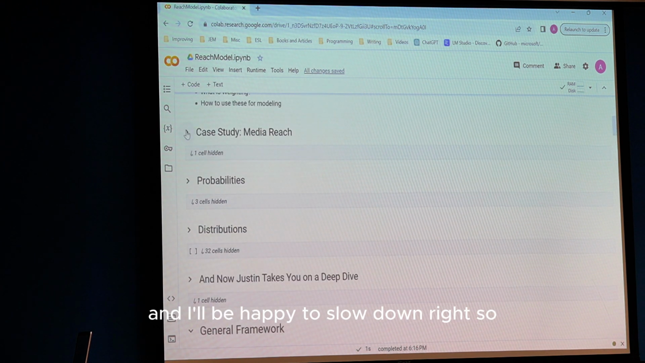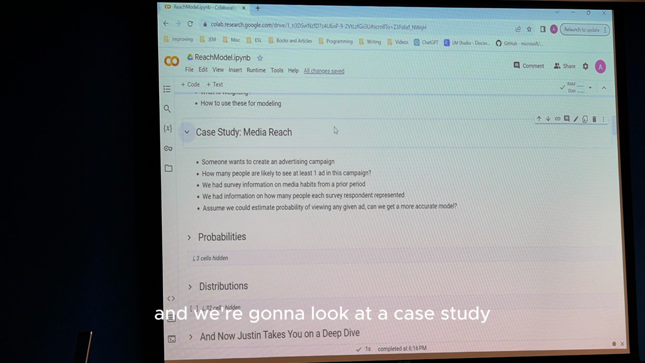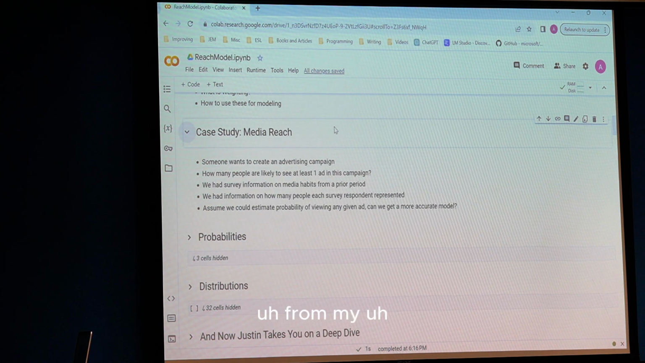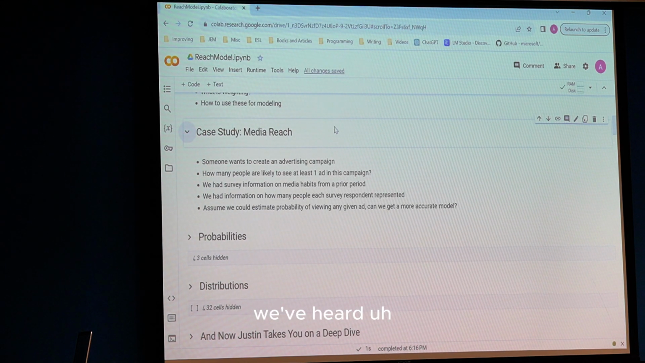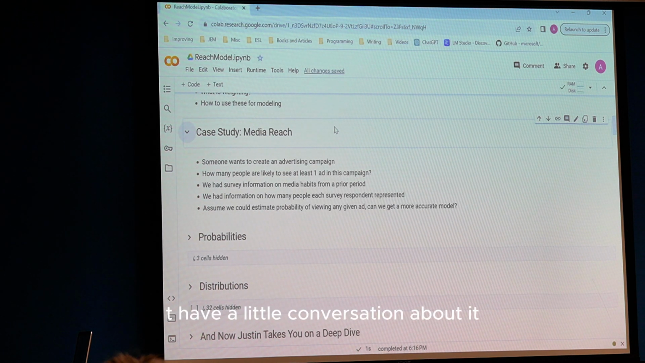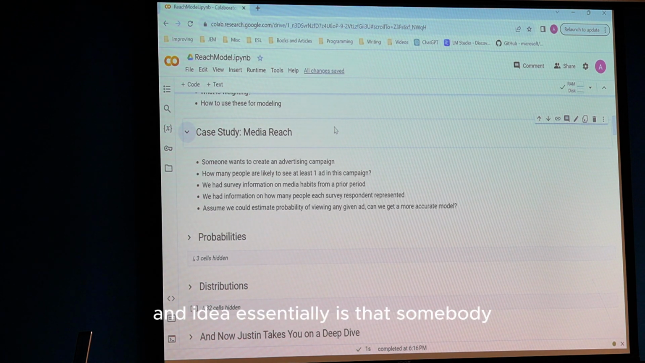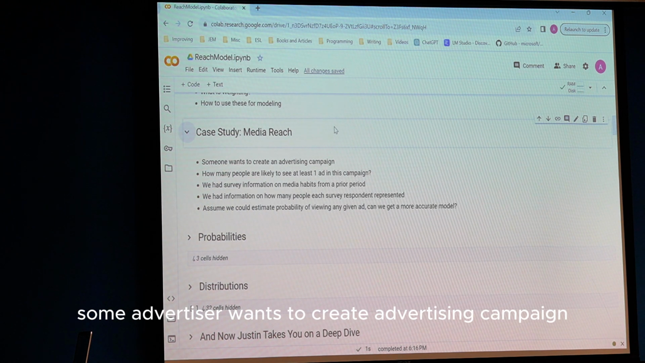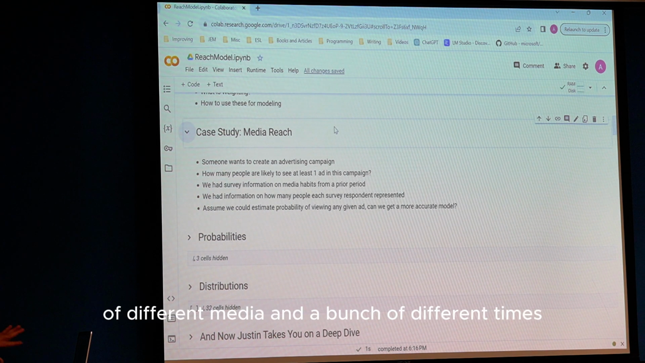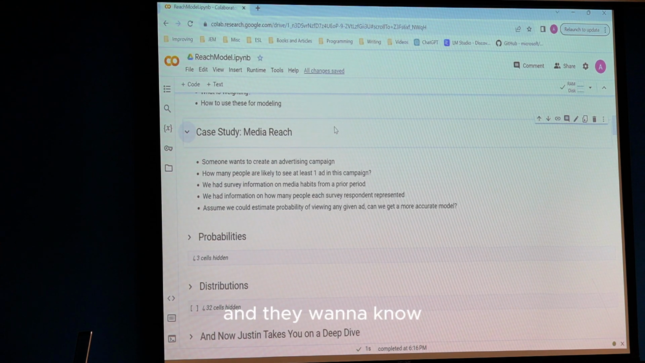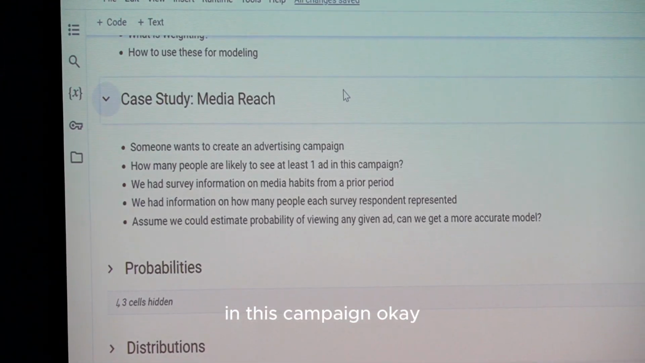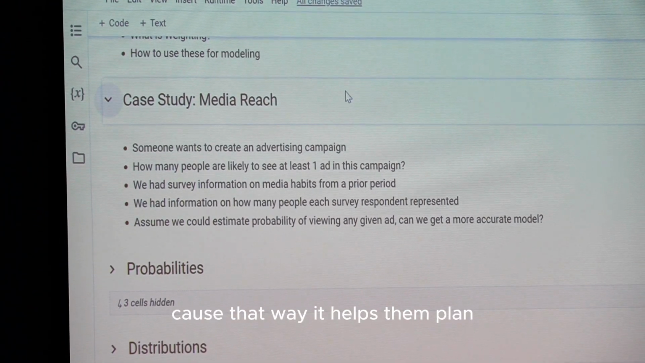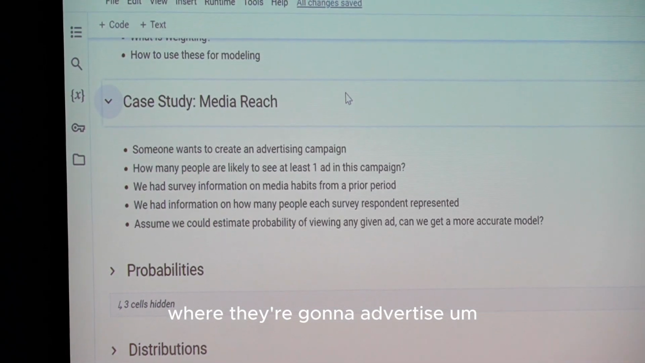Okay. So we're going to look at a case study, and this is a case study from my days in market research. The case study is on something called reach. We've heard of it in the ChatGPT conversation about it. The idea essentially is that some advertiser wants to create an advertising campaign. They want to put a bunch of ads in a bunch of different media at a bunch of different times. And they want to know, how many people would have seen at least one ad in this campaign? Because that way it helps them plan where they're going to advertise.